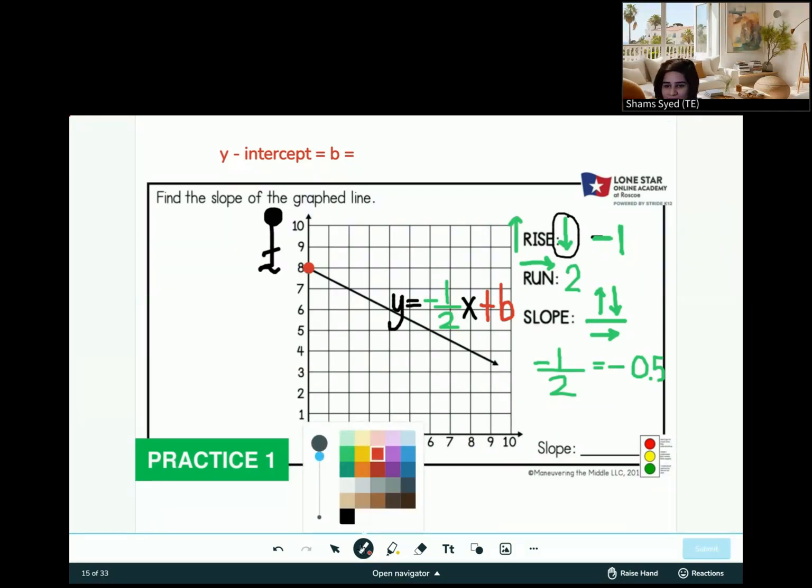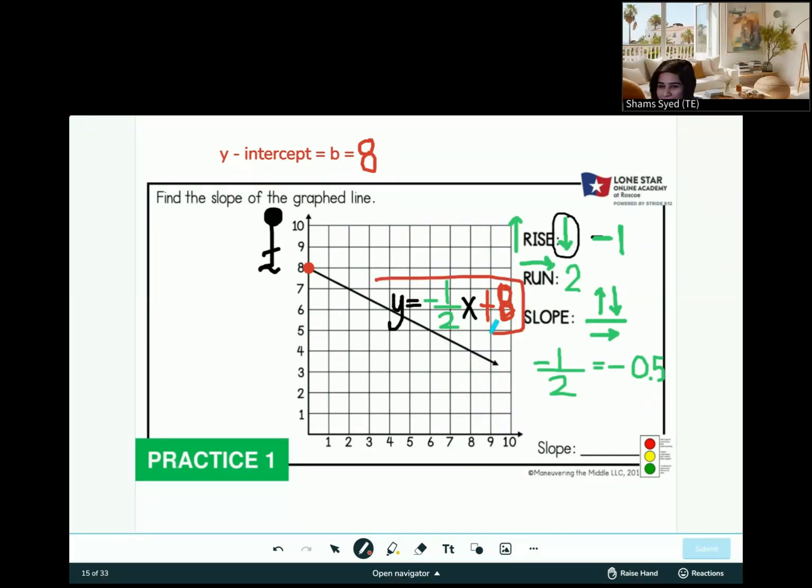So if the y-intercept is positive 8, I can complete the equation by saying plus 8. Class, did you notice I can complete the equation by saying plus 8 now? I have a full, complete equation. I have the slope, negative half, and I have the starting point 8. Do you understand that?